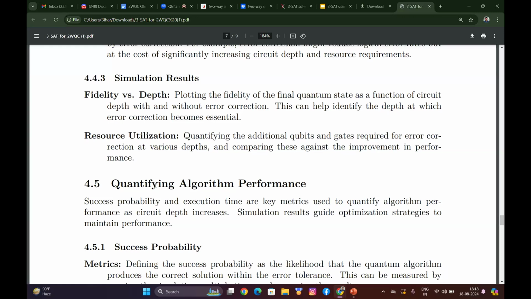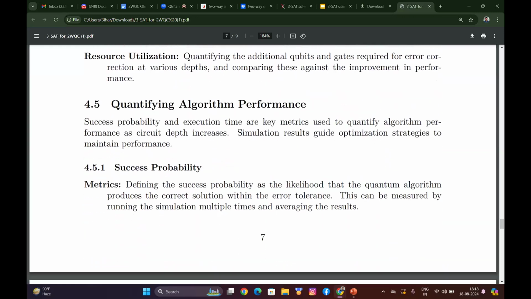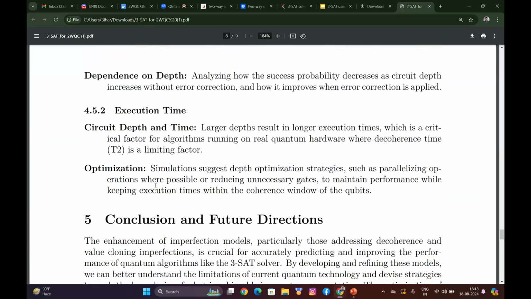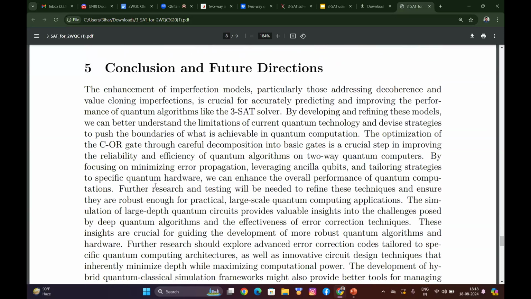Simulation results can be compared for further improvement in performance. Success probability and the matrix are the terms which will come. This is the conclusion. I will just wrap it up fast.